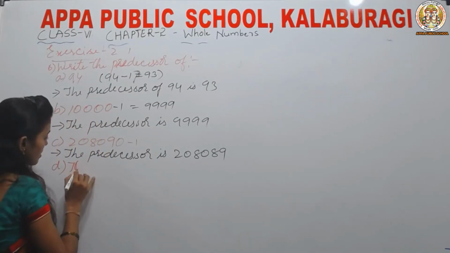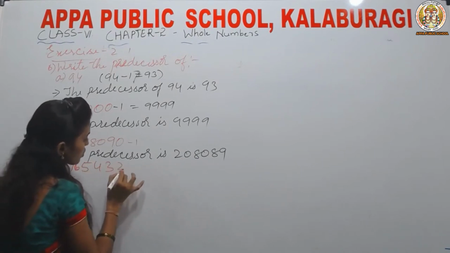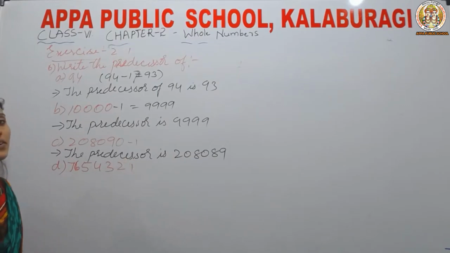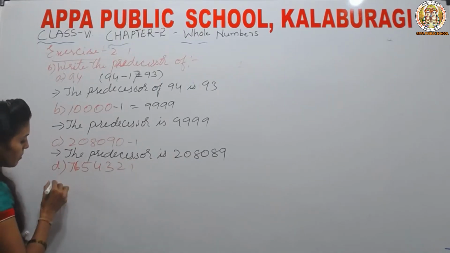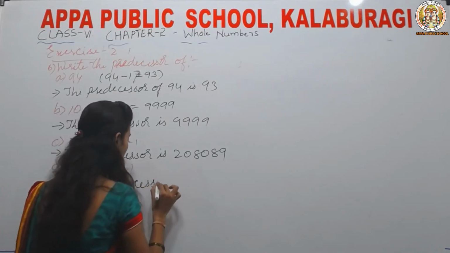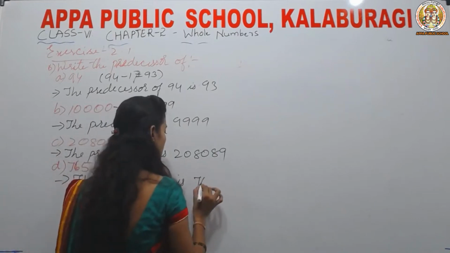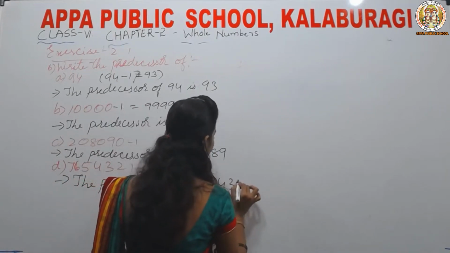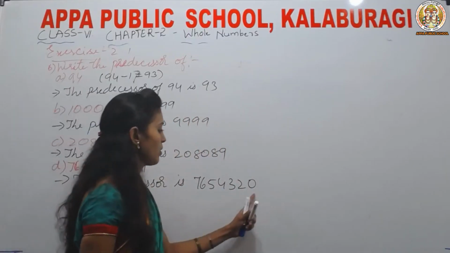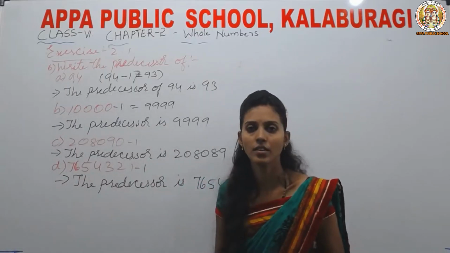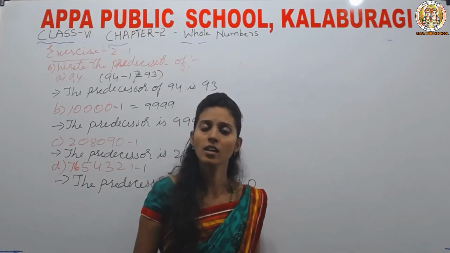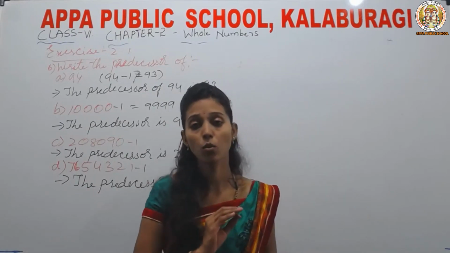Next, the last number is 7654321. The predecessor is nothing but the last digit becoming 0. The predecessor is 7654320. Subtract 1, this 1 minus 1 is 0. Remaining numbers will be as they are. So easy, right? As I said in the previous class, if you understood the class, you can solve the exercise by yourself.